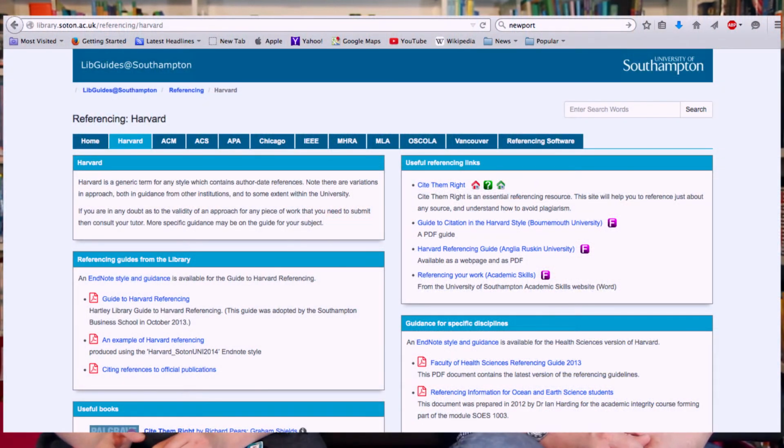Additional information about referencing can be found on the University of Southampton Library webpage and on Cite Them Right online. The School of Business official referencing guide can also be downloaded on their website. Remember that if you have a question about which style to use, ask your tutor or module leader.